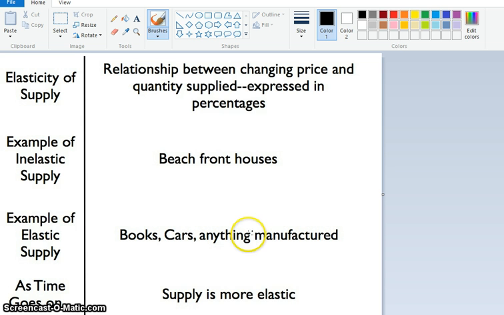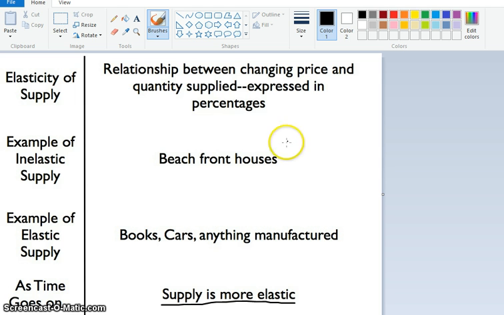If you want to produce more books, if the price of books goes up, you can run the printing presses for an extra hour. You can extend the work hours a little bit, pay people more overtime, relatively inexpensively or relatively easily, let's say. Same thing with car production. That's not too tricky. You can do that. But notice the same rule applies that applied with elasticity of demand. If you get more time, you get more elasticity.